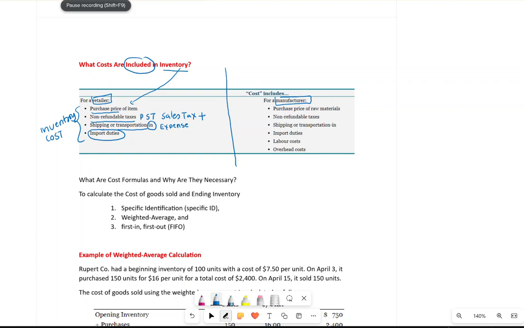Now for a manufacturing company, you purchase a raw material, that is part of your inventory. On that material we pay sales tax, that should be part of it. We have shipping and transportation in, we have import duties. Now we have a raw material, and then we add labor and overhead, and that should be part of my inventory costs.